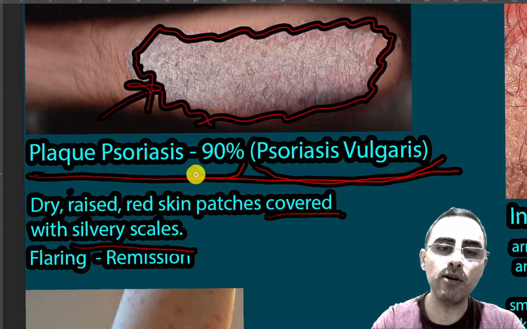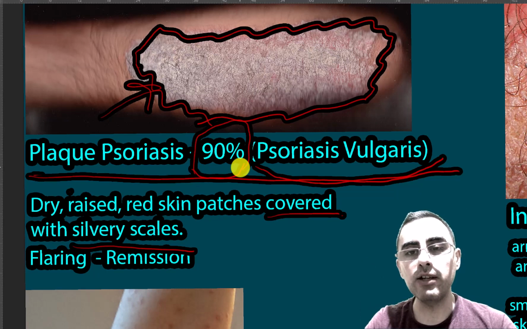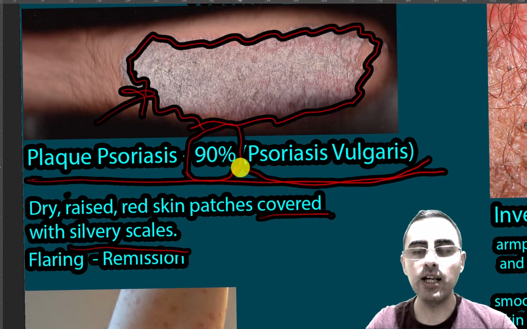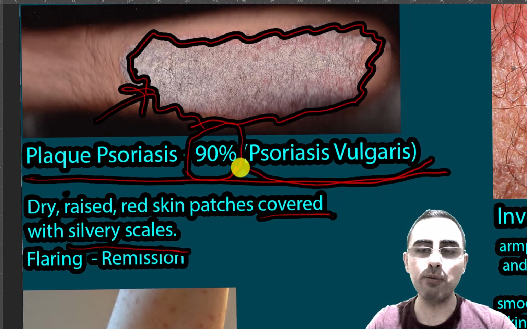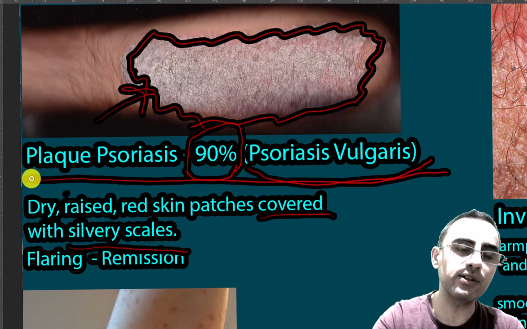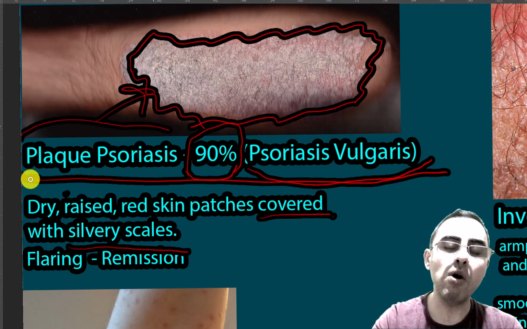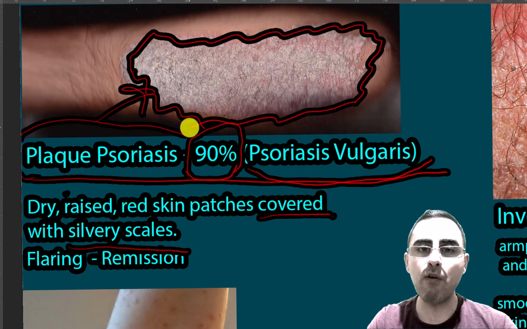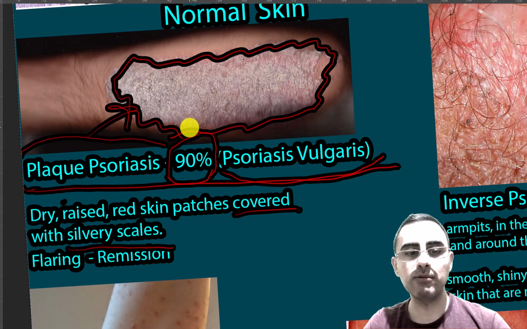It accounts for around 90% of cases. It means if a person has psoriasis, there is a 90% probability it's plaque psoriasis. It's the mildest form of psoriasis and the prognosis is best compared to other types of psoriasis.